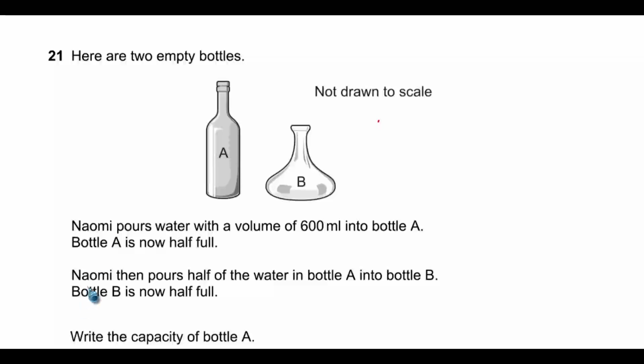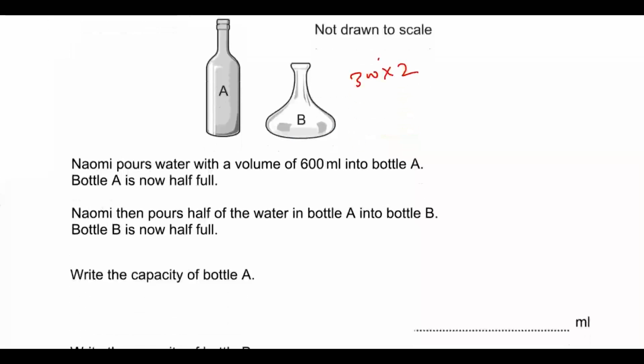Okay. So Naomi then pours half of the water in bottle A, that is 300 milliliters. So that is the half of the water in bottle A. So Naomi pours 300 milliliters into bottle B. That is the meaning of this sentence. And bottle B is now half full. So that means the full volume will be 300 multiplied by 2. So that is the solution.